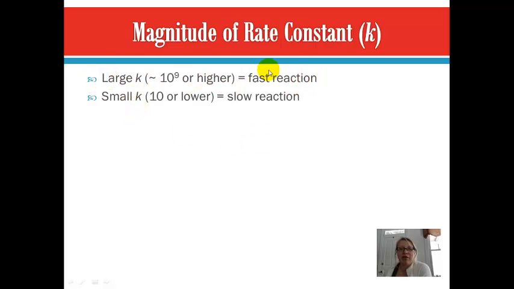But k can tell you how fast a reaction will go. So if k is very large, you're going to have a fast reaction. But if k is very small, you're going to have a very slow reaction.